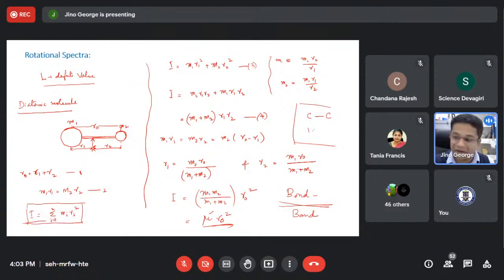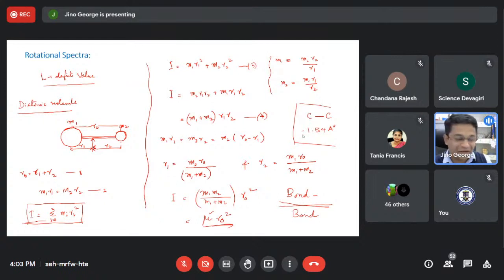I remember it from my BSc: the distance of a carbon-carbon bond is 1.54 angstrom. Correct me if I'm wrong. That is 154 picometer. This is given in some textbook. What does it mean? What does it mean actually?